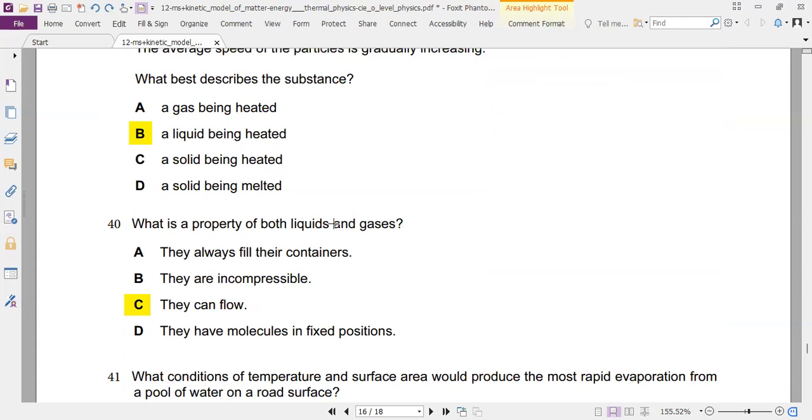Both liquid and gases can flow. Solids cannot flow. A and B, the liquid does not fill the container, and liquids are incompressible, and sorry, the gases are not incompressible, and the molecules of liquid are in fixed position. No. Gas fixed position. No. Both wrong.